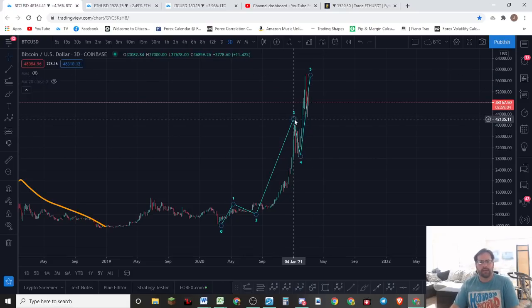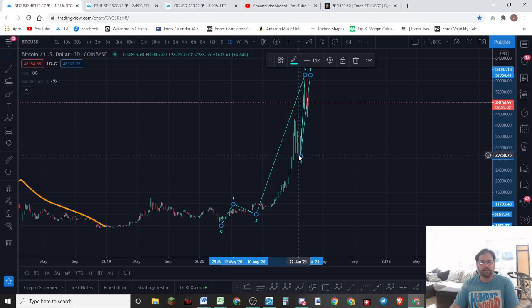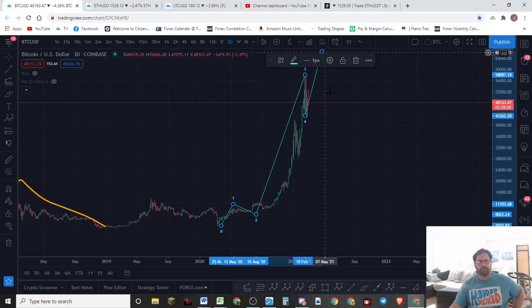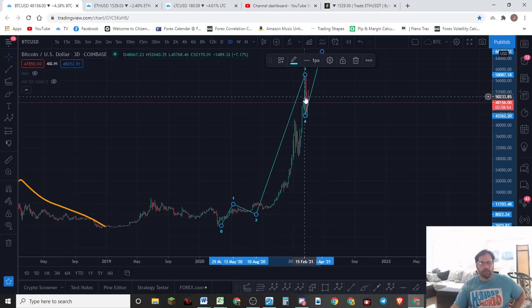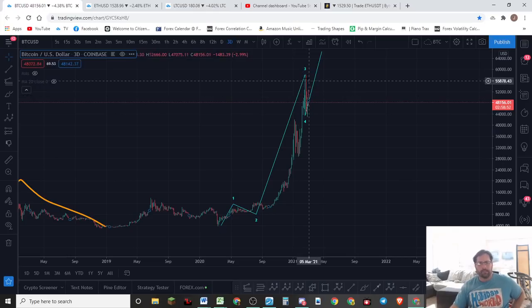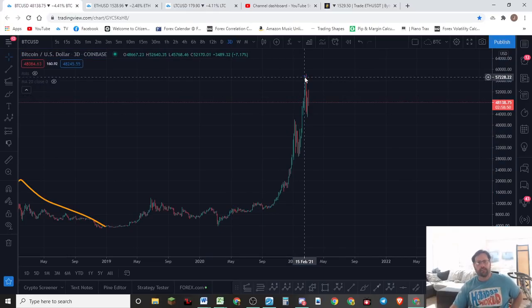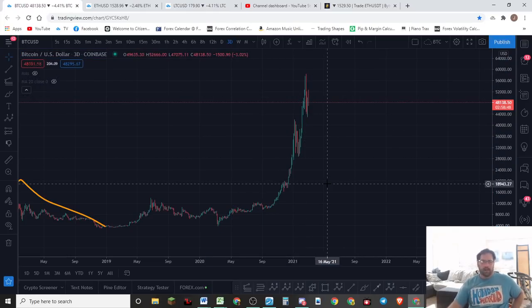Now, keep in mind, this also could be the fourth wave of the third wave. In other words, the third wave could be even bigger than I've drawn it. But we're in a fourth wave regardless. We're in a macro fourth wave, whether it's the fourth of the third or the fourth of the third of the third. And that's hard. You have to understand how the sub counts progress. But that being said, I think we're in a fourth wave.